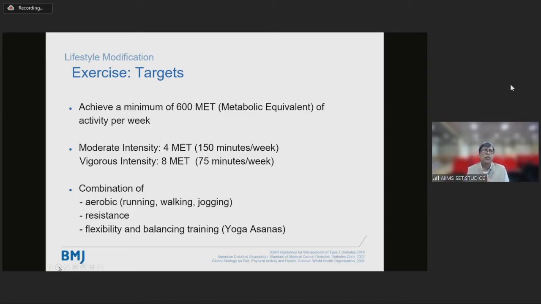Moderate exercise, 150 minutes a week, that's 30 minutes a day, at least 5 days a week. Or vigorous exercise for the younger, more fit people without comorbidities, you can actually cut that duration down if the intensity is increased. I would say in the beginning, aerobic exercise and yoga is better. Resistance exercise can be brought in later.